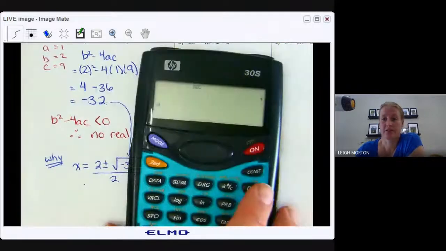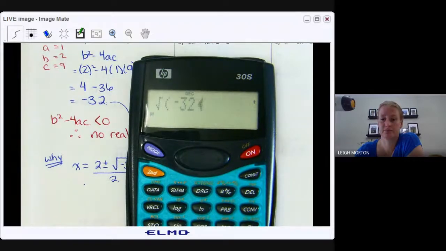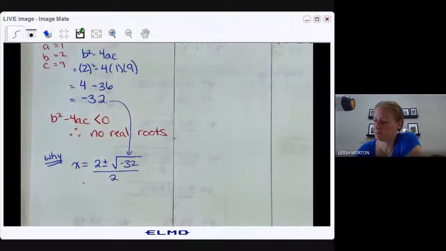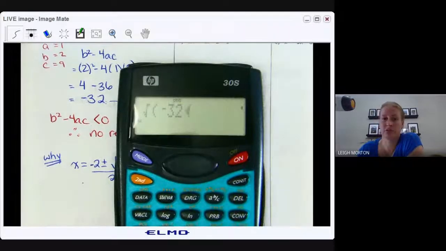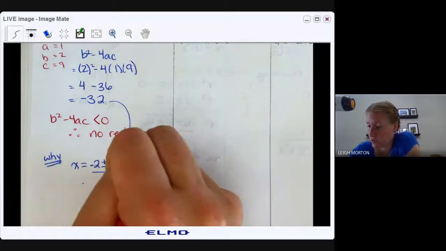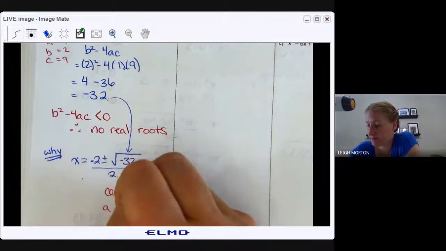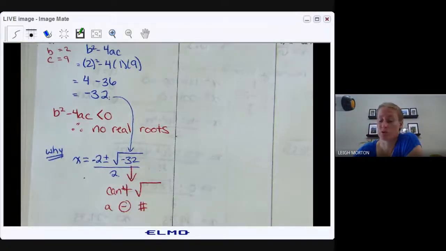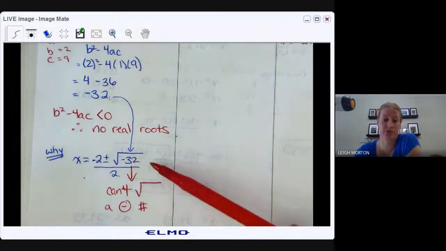So on my calculator, if I try to get the square root of negative 32, my calculator does not enjoy it. I get an error. Okay, this is because we can't square root a negative number. So as soon as we see a negative value under there, we know that we can't finish solving this. There are no real roots.